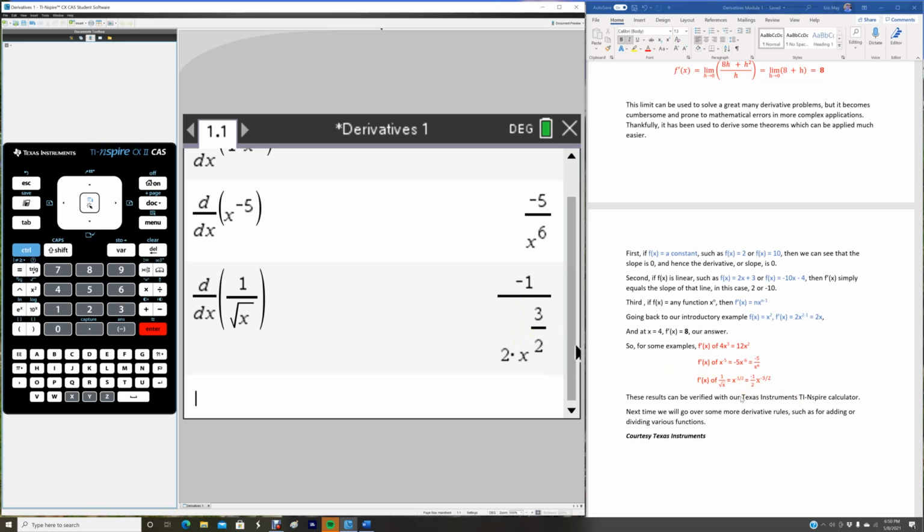So these are some powerful tools that you can use to make derivatives easier to apply. Next time we will go over some more derivative rules, such as for adding or dividing various functions.